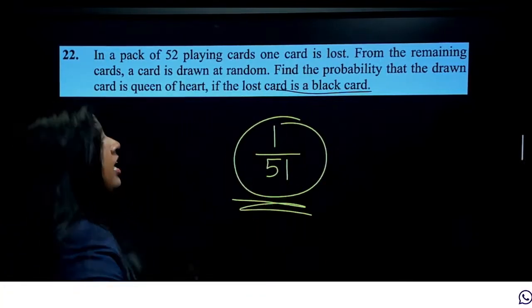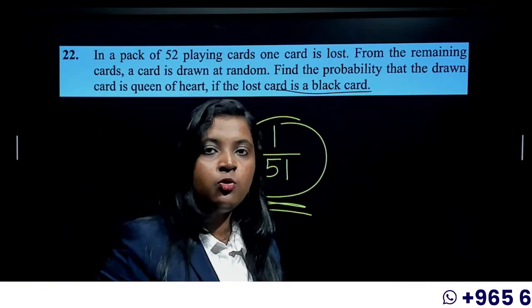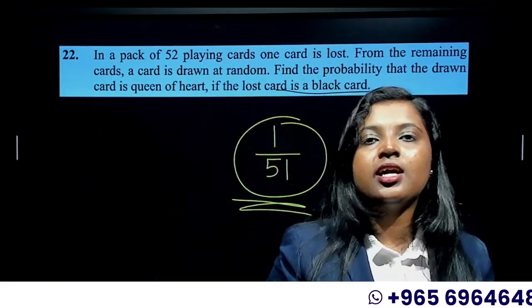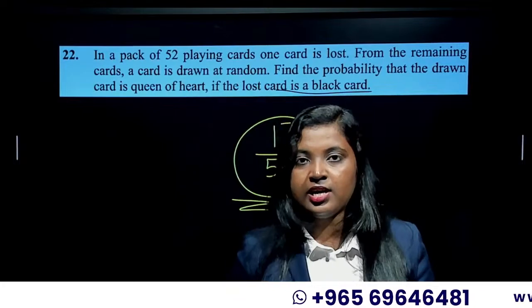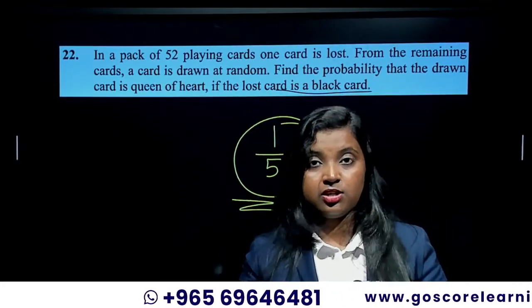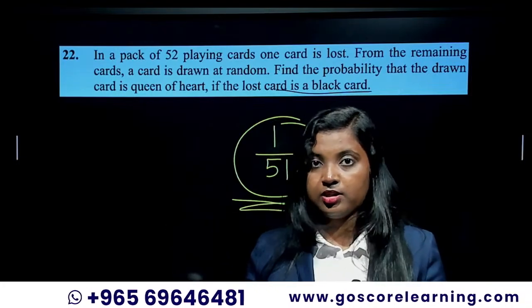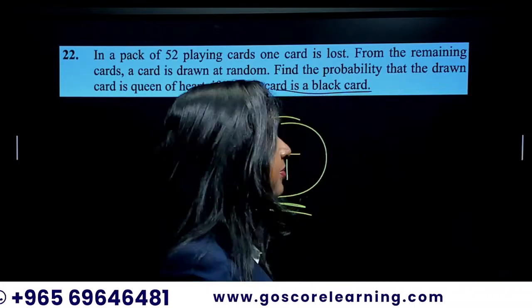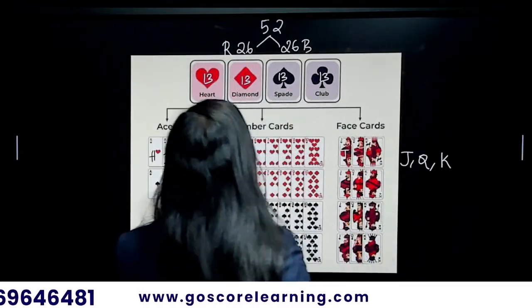So you have to write: total number of cards is equal to 52. Now after losing one card, the remaining number is equal to 51, and the number of queen of heart cards is 1. You have to mention this properly and get 2 marks. If you write just the answer, then half marks. Okay, moving to the next question.